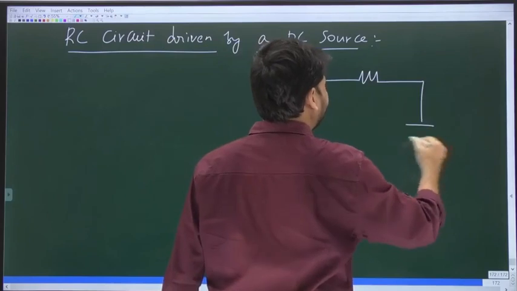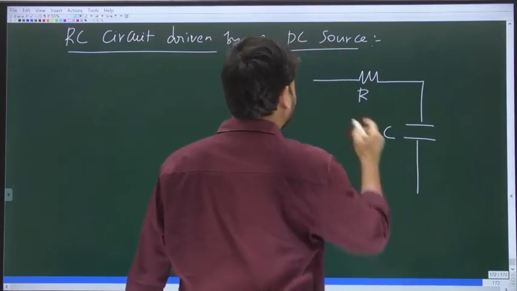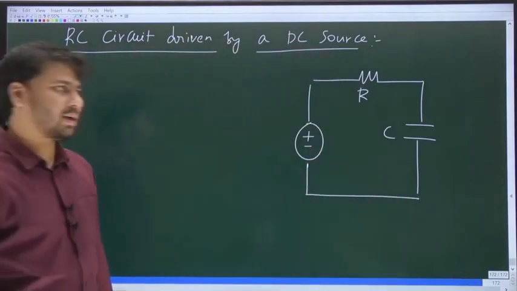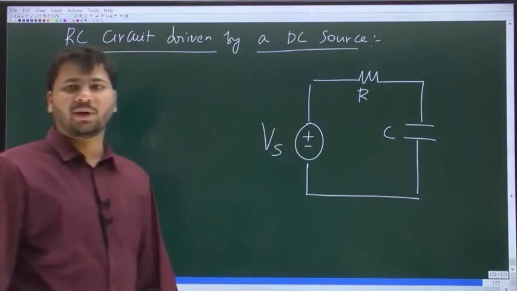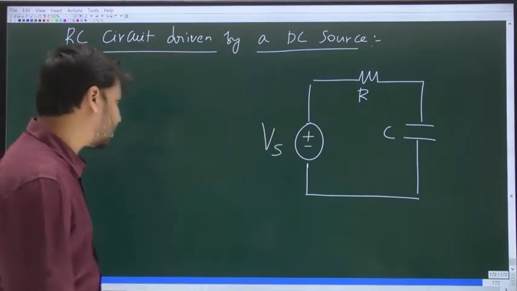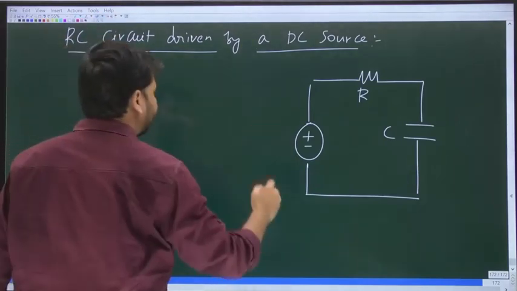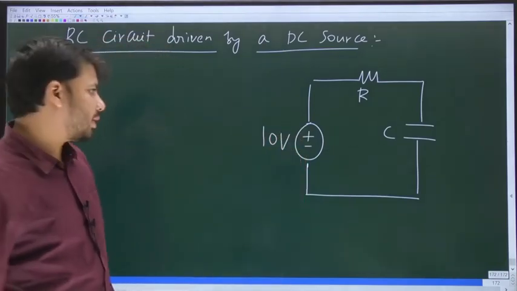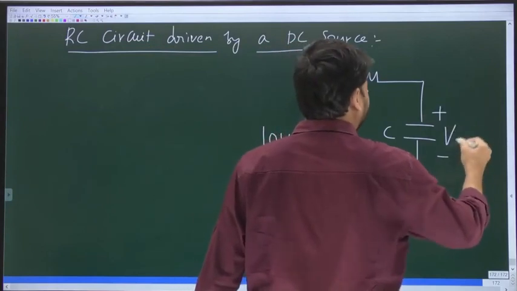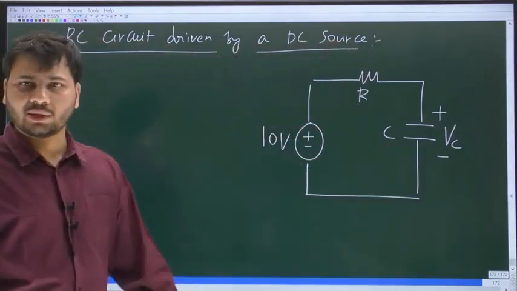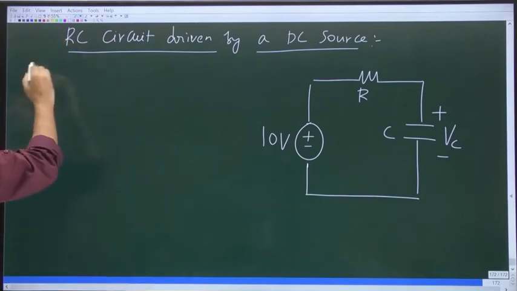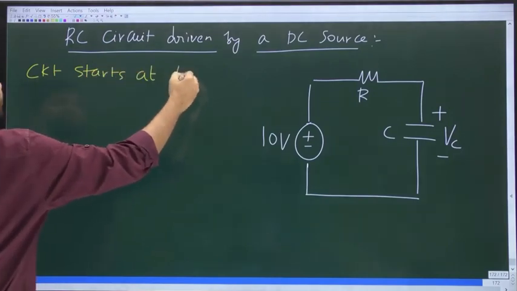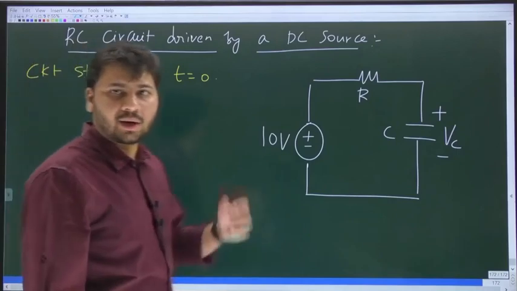Let me draw the resistor and the capacitor, R and C, and this RC circuit is driven by a DC source. Let Vs be the DC source. In fact, let me assign a value for the DC source. Let it be 10 volts. And the voltage across the cap, let it be Vc. And now let me say that this circuit also starts at t equal to 0.